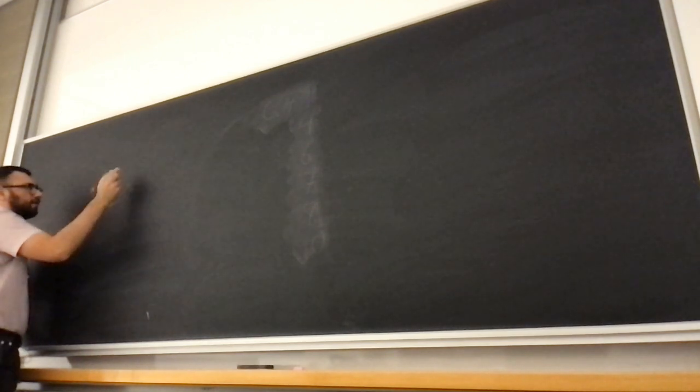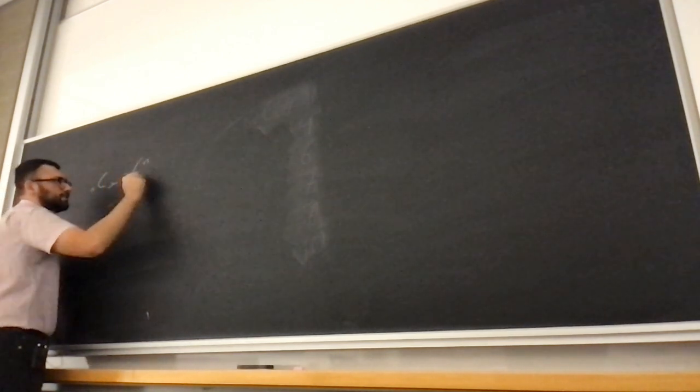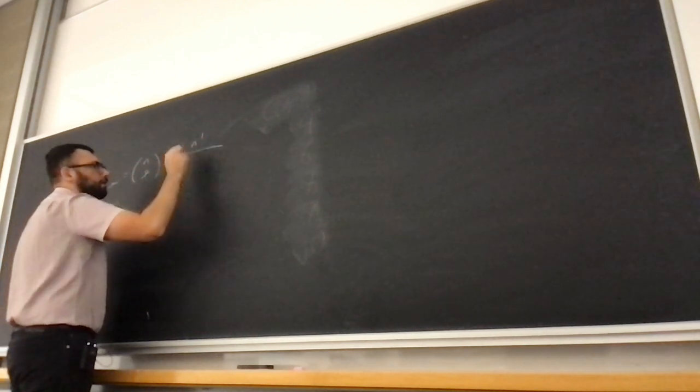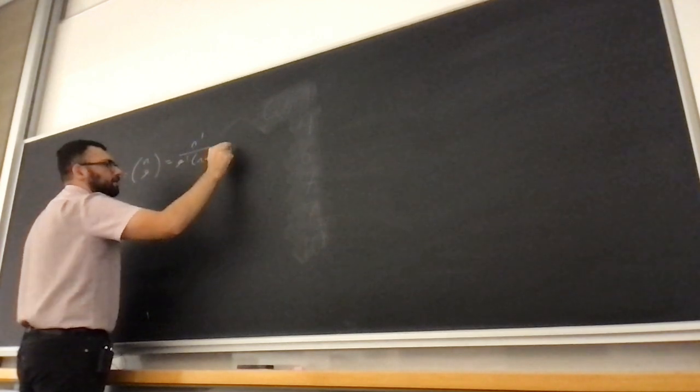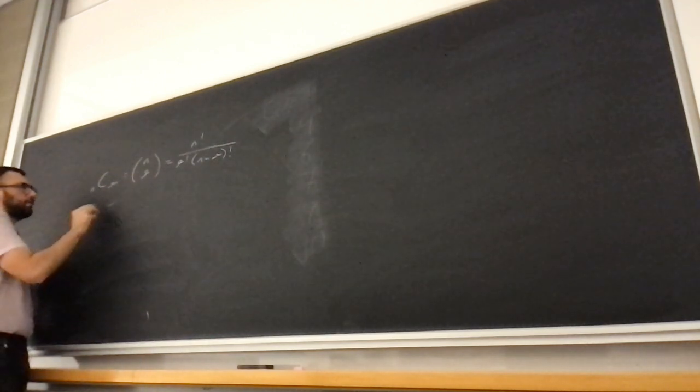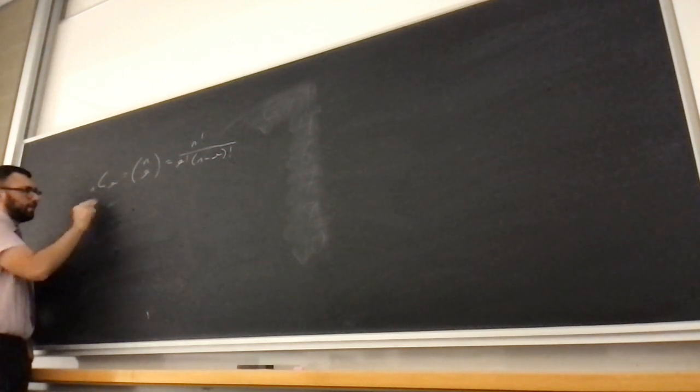To begin, n choose r, which is the same thing as that, two different notations for the same thing. That's equal to n factorial over r factorial times (n minus r) factorial. So you use combinations when you don't care about the order of things that are chosen, right? And you read this as n choose r.